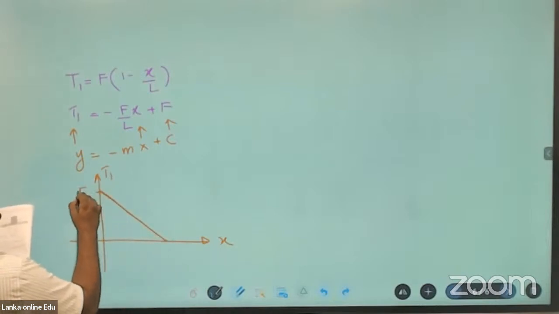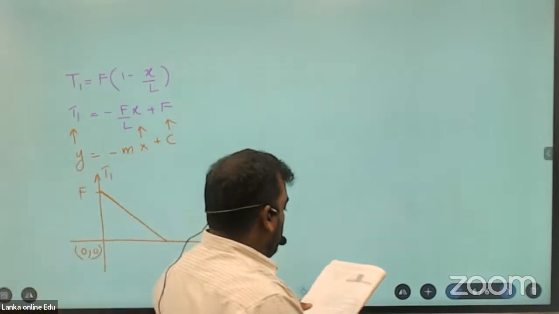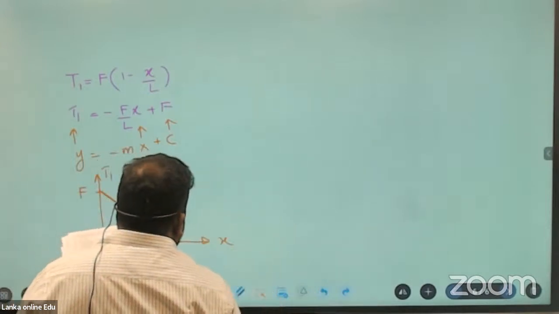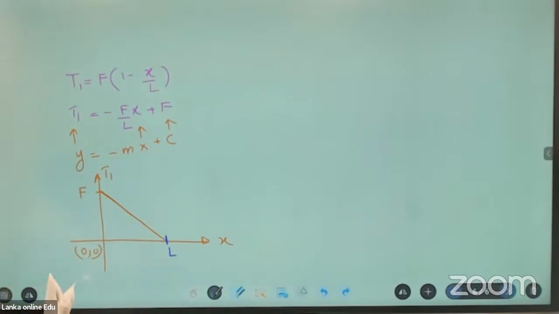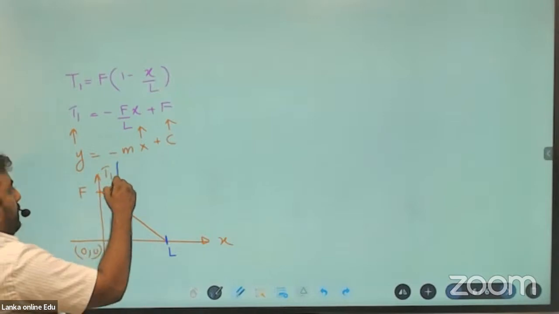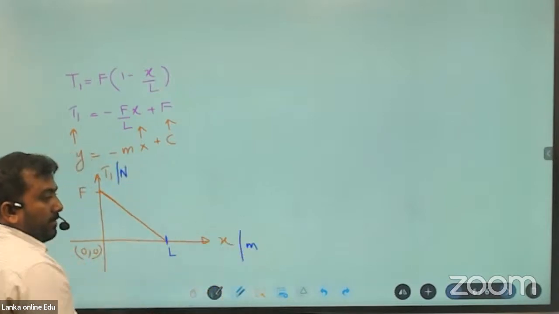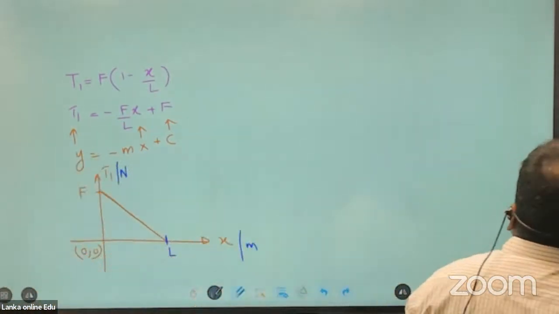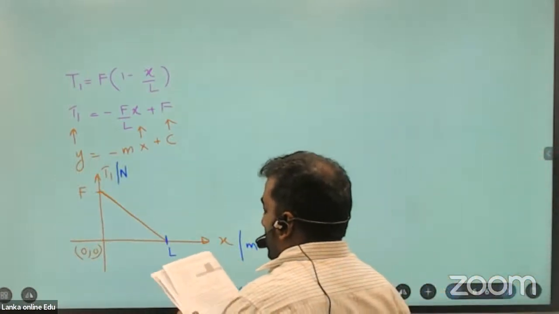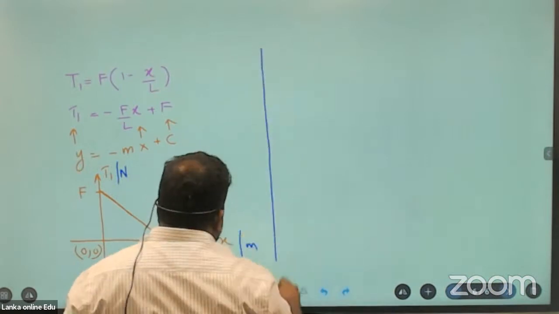Y-intercept is going to be F. When the length is L, tension is going to be 0. You can name the axis as N, and this is in whatever unit, centimeters or meters, whatever you want. Right. So there you go. Question number 1, which consists of 4 parts, done and finished.